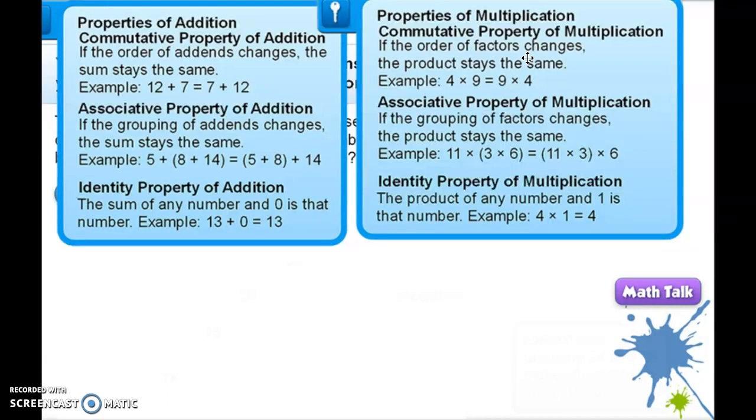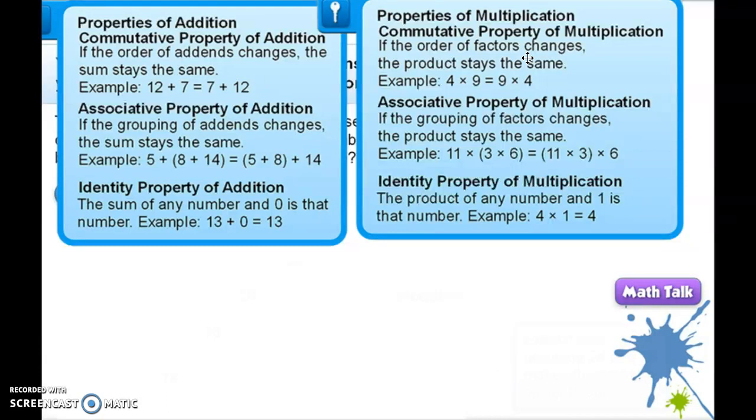So if she goes from home to Spearville to Dodge, she's going 12 plus 16. If she's going from Dodge to Spearville to home, she's going 16 plus 12. And she's still going the same distance. So that's an easy way to think about the commutative property. And in multiplication, if the order of the factors change, the product stays the same. So it doesn't matter if it's 4 times 9 or 9 times 4. They stay the same.